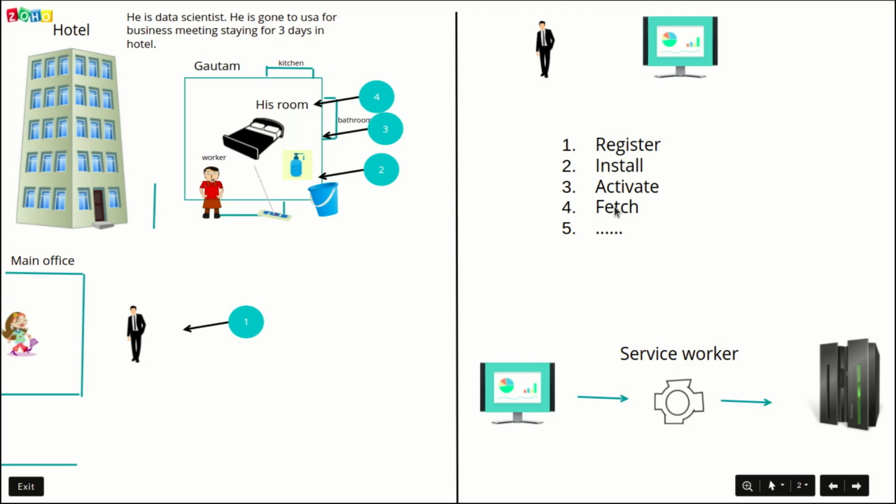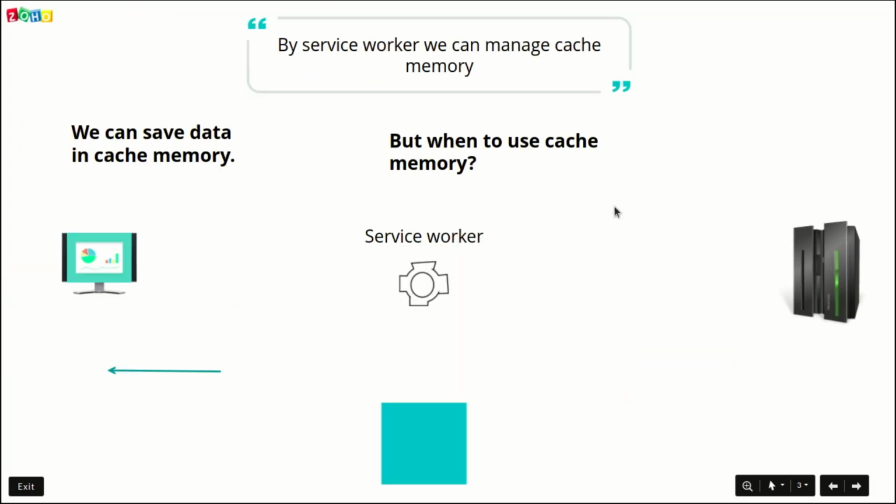And what other things can we do in a PWA with the help of a service worker, we will see in this video. With the service worker we can manage the cache memory. Cache memory is just like a memory, like RAM. We can save data in the cache memory by the use of a service worker. And now the question arises: when to use the cache memory?